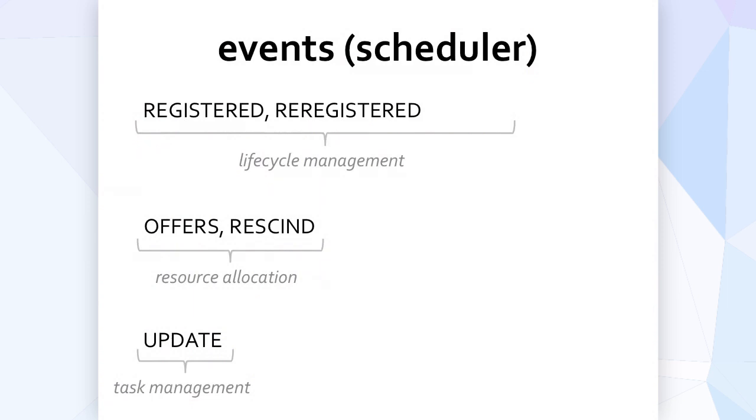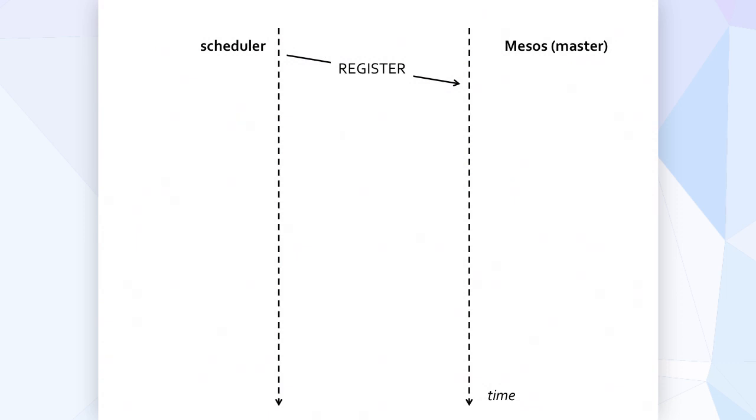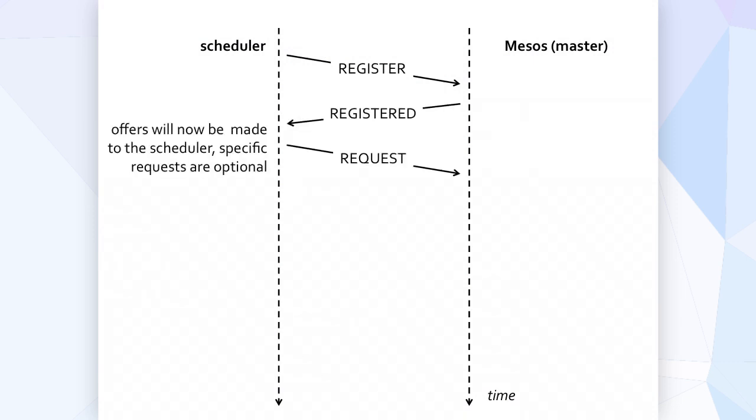Okay? And I'm going to go into a few more concrete examples of when this stuff would actually occur. The way this would work is that a scheduler, when it first wants to run some computations, starts and sends a register call to a Mesos master, which would naturally respond via an event that says, okay, you're registered.